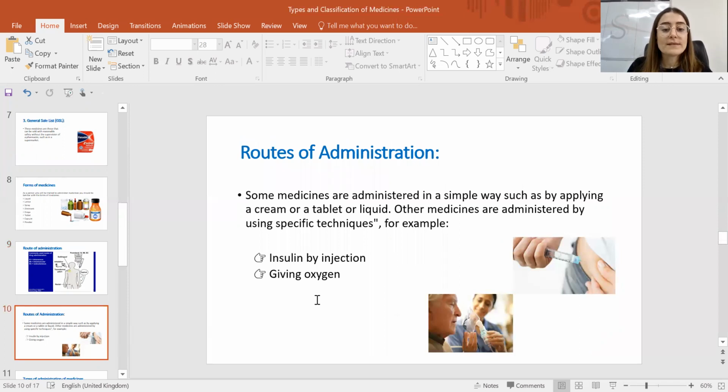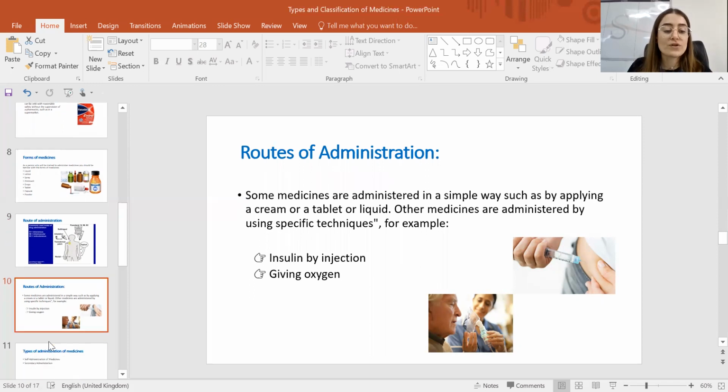The routes of administration, in general, are different according to the medicines. Some medicines are administered in a simple way, such as by applying a cream, or taking a tablet or liquid. However, other medicines are administered by using specific techniques, for example, insulin by injection and giving oxygen.